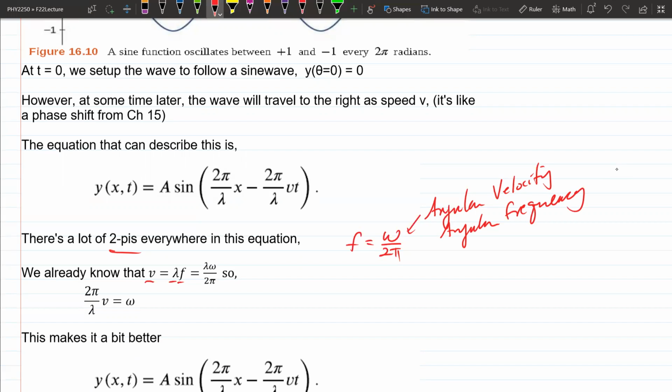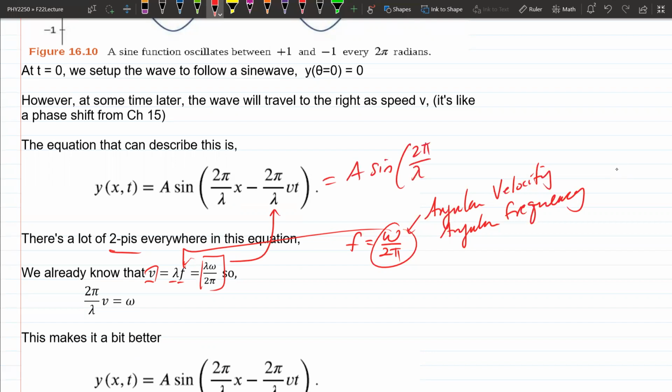You can actually solve this and plug it in here, and therefore the velocity turns out to be the wavelength times omega over 2 pi. And notice that we have something like this. If we plug that back in here, let's just do an equal sign here.